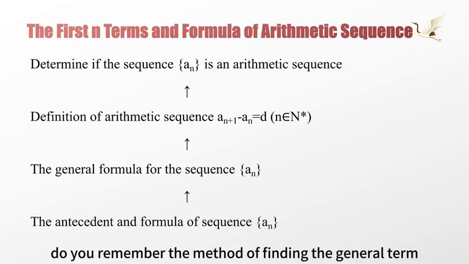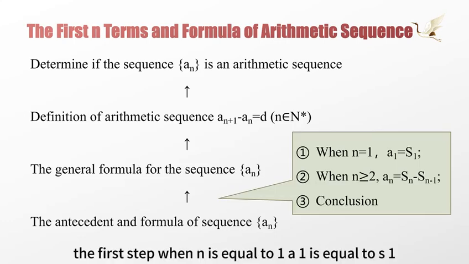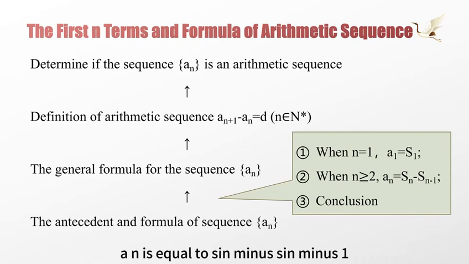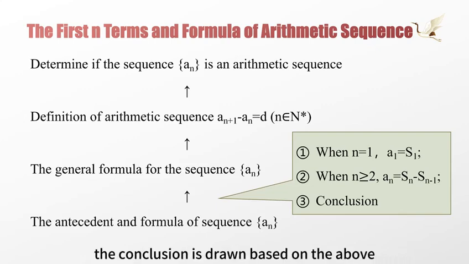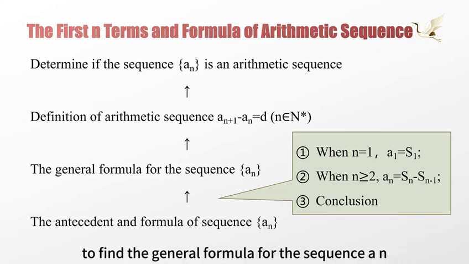Do you remember the method of finding the general term formula from the sum of the first n terms? The first step: when n is equal to 1, a_1 is equal to S_1. In the second step, when n is greater than or equal to 2, a_n is equal to S_n minus S_(n-1). In the third step, the conclusion is drawn based on the above. Next we will follow these steps to find the general formula for the sequence a_n.